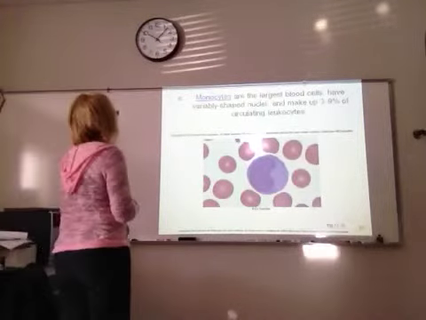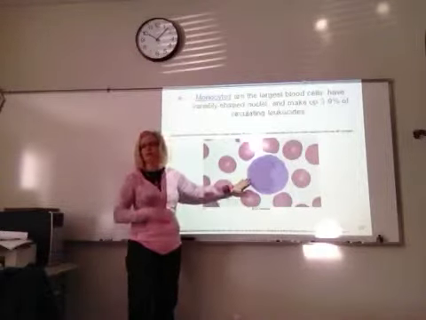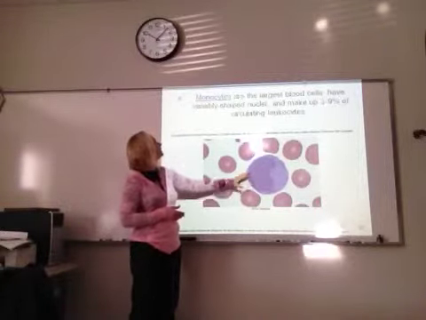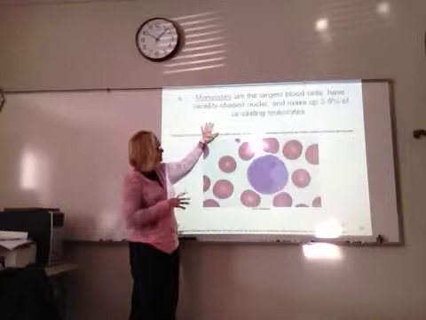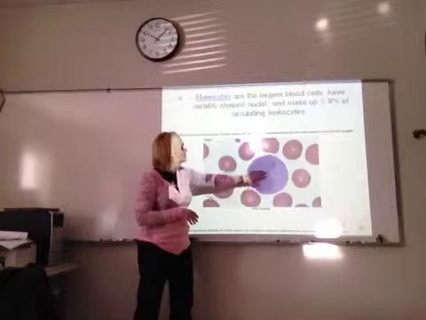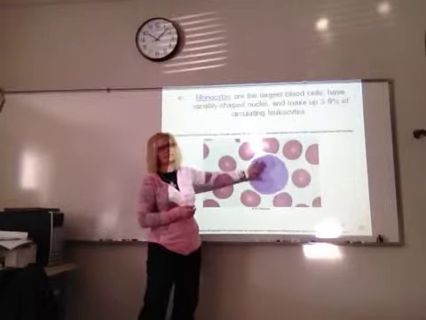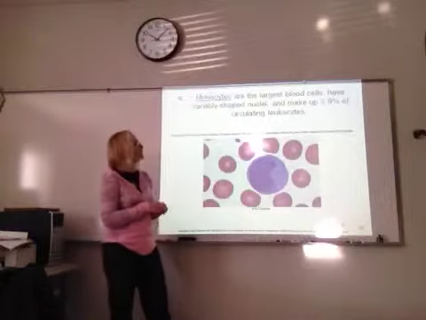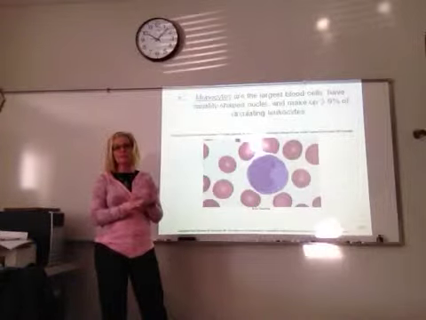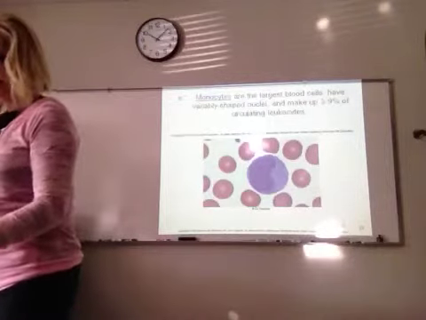Monocytes are bigger. They're the largest white blood cell. They're the largest blood cell, period. Nuclei, variable shape means that you can't really categorize it one way, but the nucleus is usually very large. The nucleus is going to take up a large amount of the cell. 3 to 9%, so a little bit bigger percentage again.